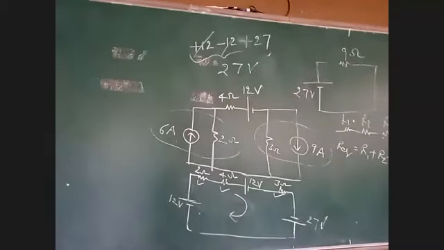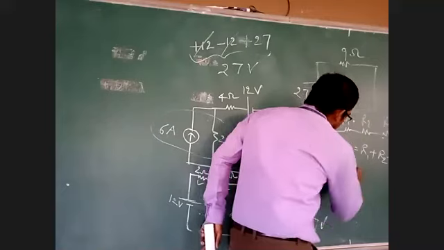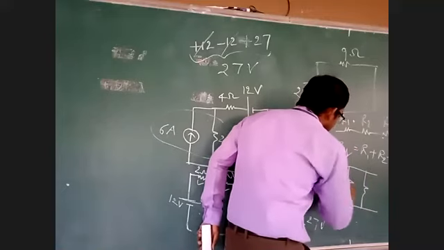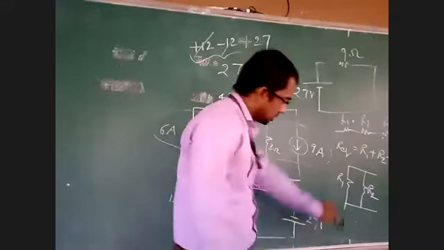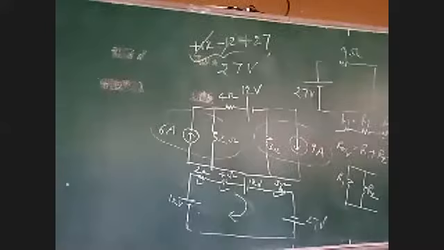if 3 resistances are in series, what is the equivalent resistance? R1 plus R2 plus R3. So that is the single total equivalent resistance. Now let us take 2 resistances in parallel. What is the equivalent resistance for this? 1 by R1 plus 1 by R2. Okay. See here.